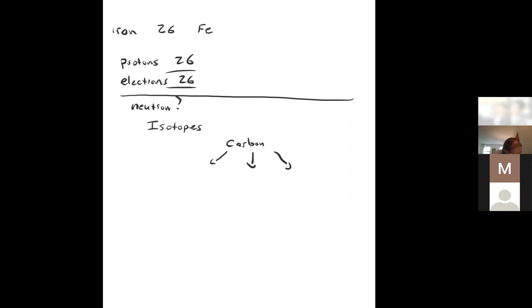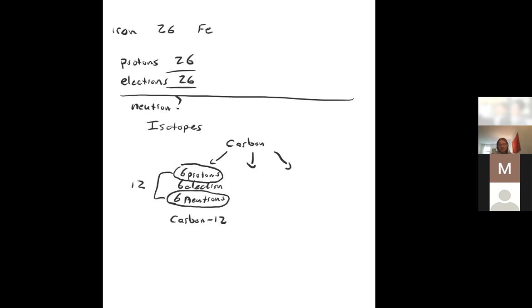One has 6 protons, 6 electrons, and 6 neutrons. And we call this carbon 12. The 12 comes from adding the protons to the neutrons. We add those 2 numbers together. So 6 plus 6 is 12, right? Not the electrons. Ignore the electrons for this.